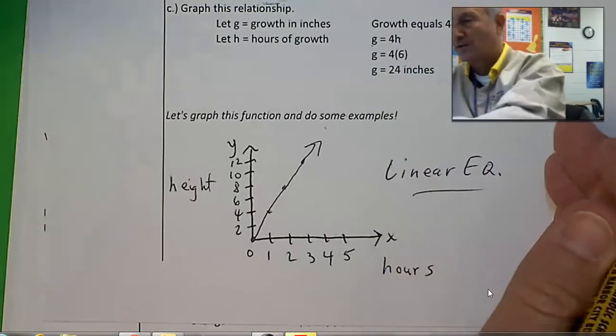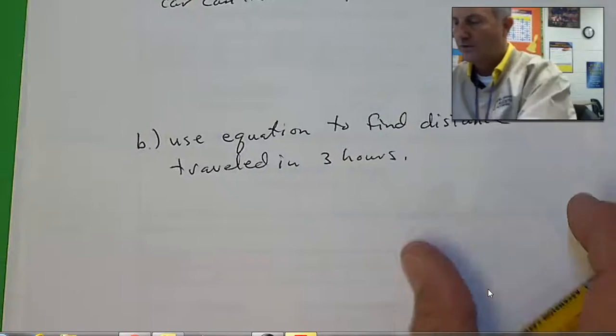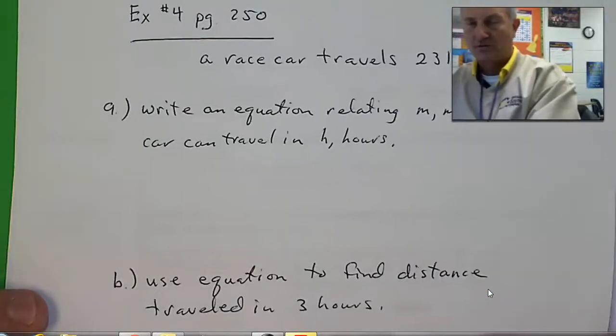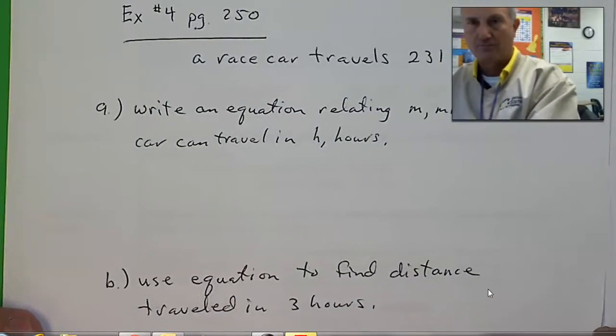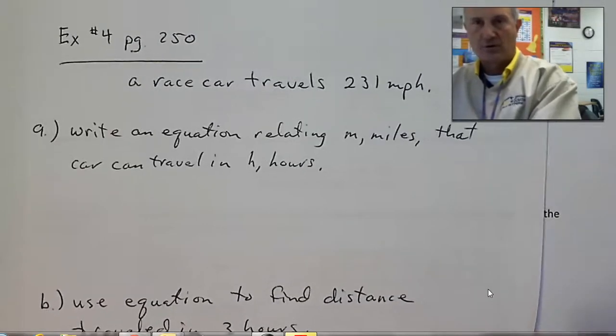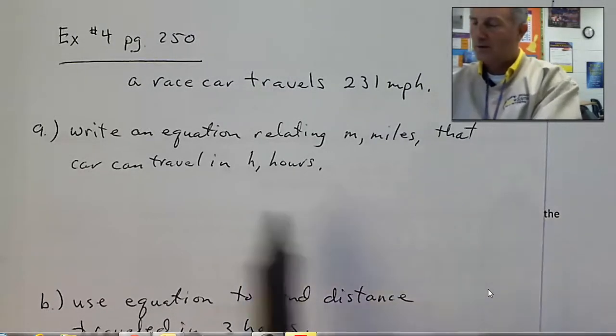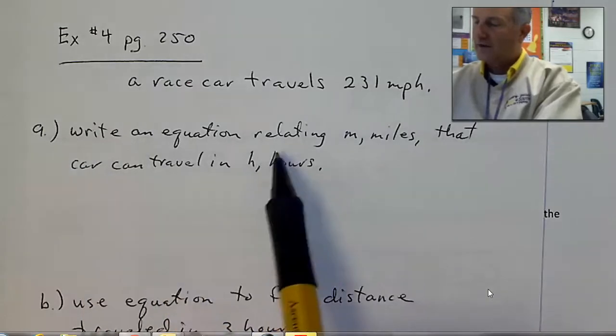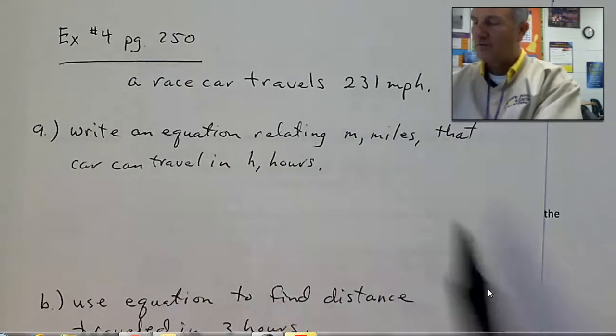Okay? Let's take a look at another example. This is from the book on page 250, example 4. Okay, you've got a race car that travels 231 miles per hour. All right. First question is write an equation relating m miles that the car can travel in h hours.